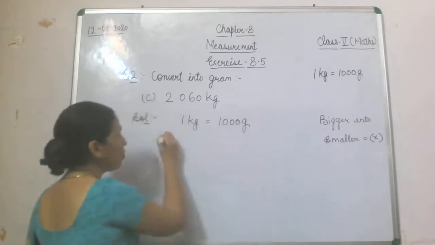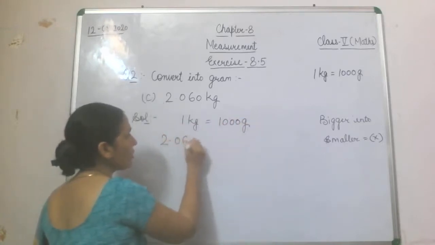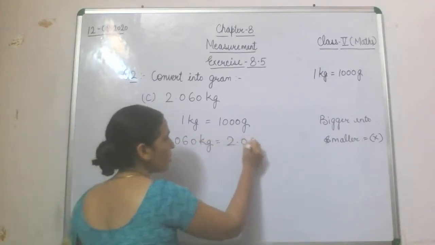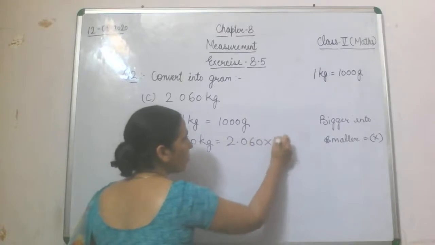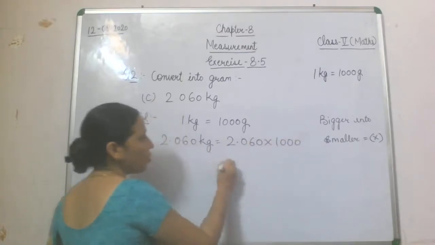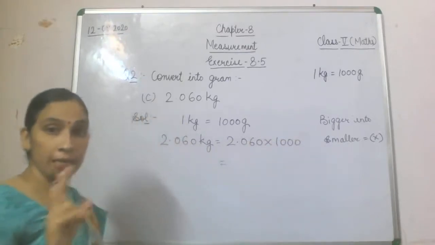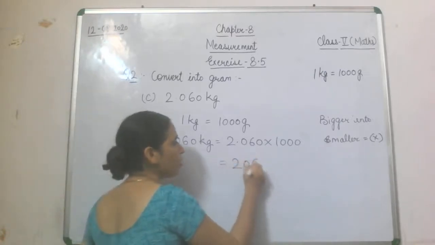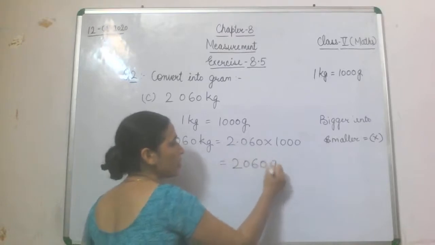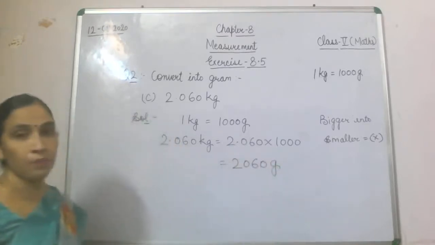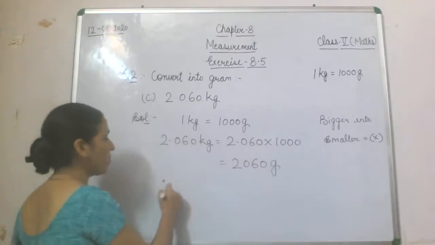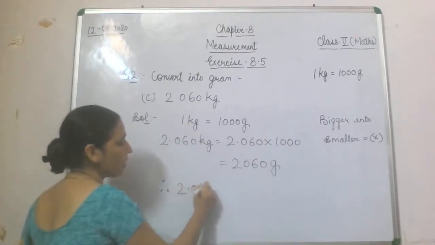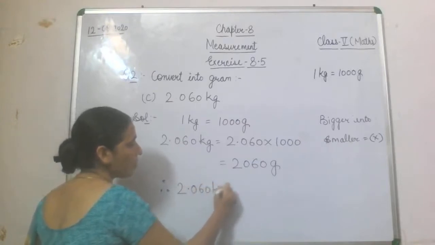It means this 2.060 kg will be multiplied by 1000. What are we getting? 3 decimal places will shift towards the right. So what are we getting? 2060, and what is the unit? The unit will be gram. So what have we done here? Here we have converted the number which is given in kg into gram.